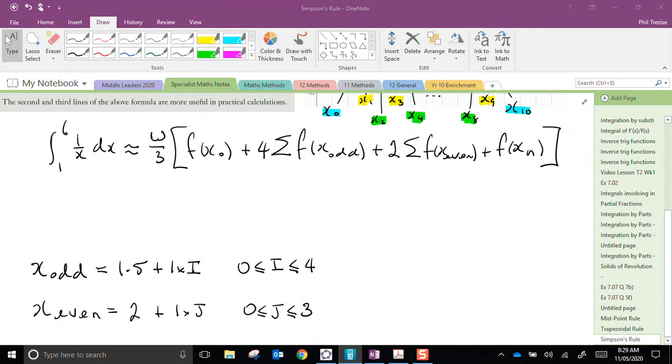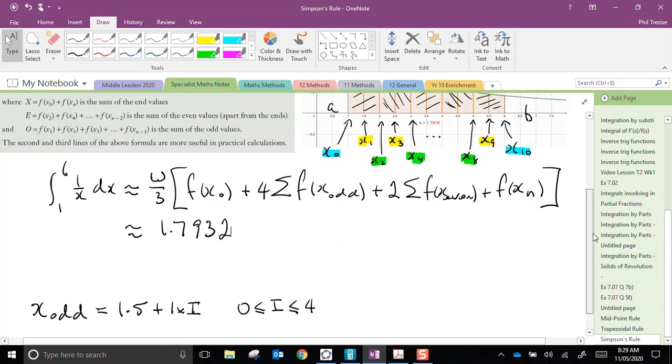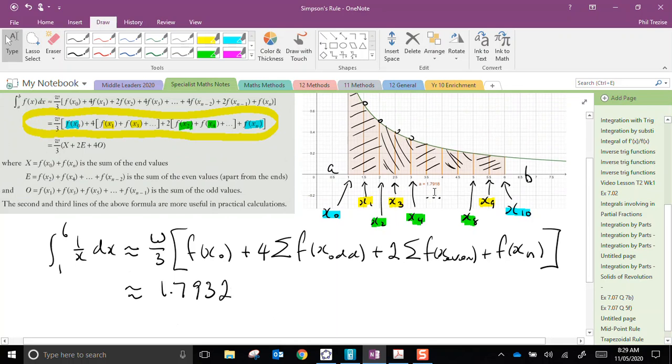Let's just write that down. My result then, 1.793, and the next decimal would have been a 2. If we take a little look back up at the diagram there, you might just be able to make out that the true value of the integral is 1.7918. So by far, Simpson's rule has given us the best estimate to date of the different techniques we've done.